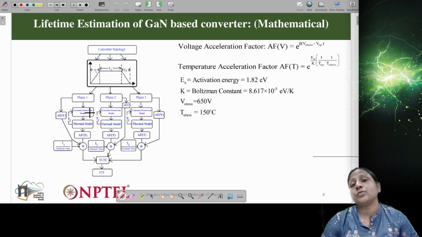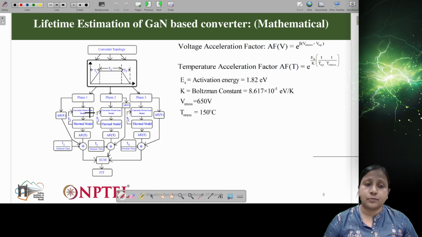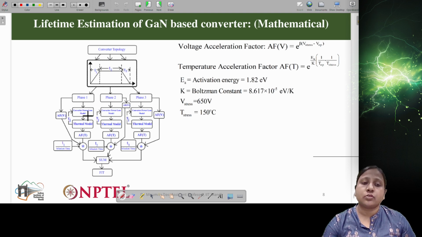Again, for converter power loss we need to have the information of the converter prototype itself. Once we have the converter power loss model, from there we can get the thermal model. So you can see for phase 1, phase 2, phase 3 it is the same. From the converter power loss model we are getting the thermal model, and from the thermal model we are getting the temperature accelerating factor, and obviously for phase 1 also we will get the voltage accelerating factor separately. The temperature accelerating factor and voltage accelerating factor we are multiplying with the T1 by mission time, and then the summation will give us basically the total reliability or total time it will be able to sustain.